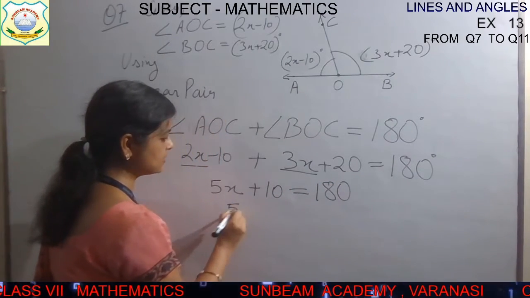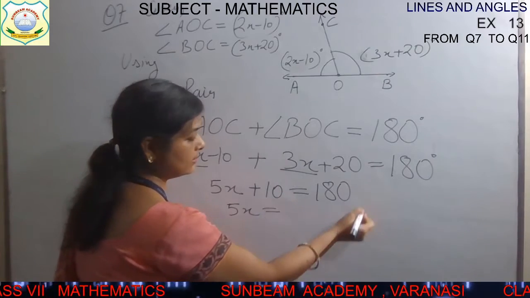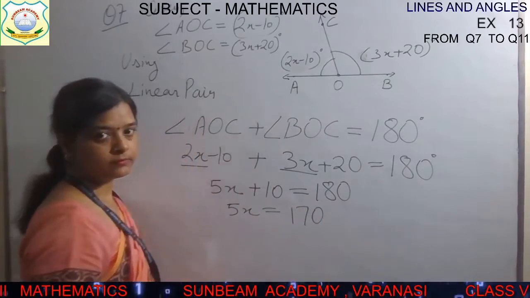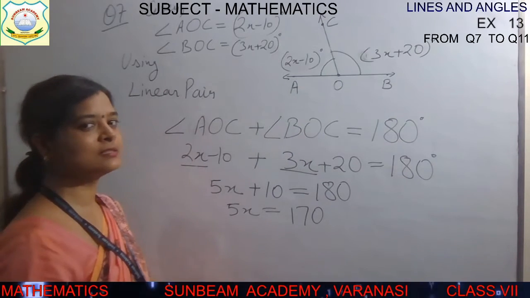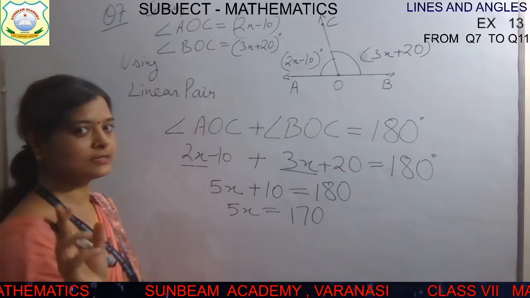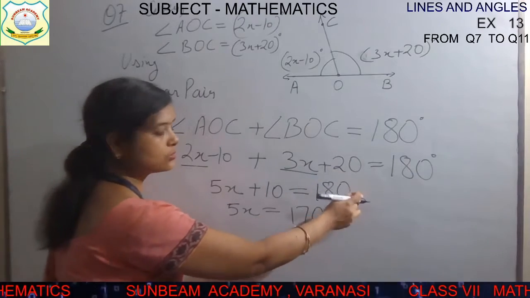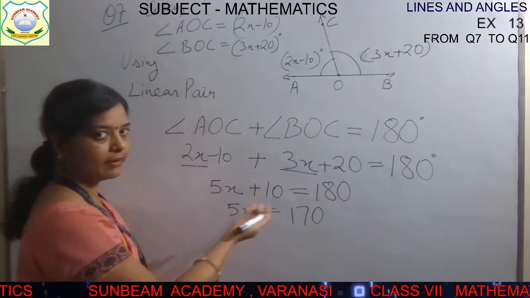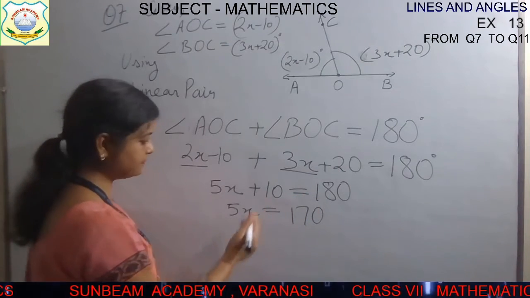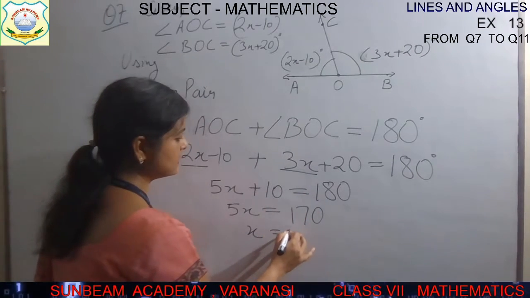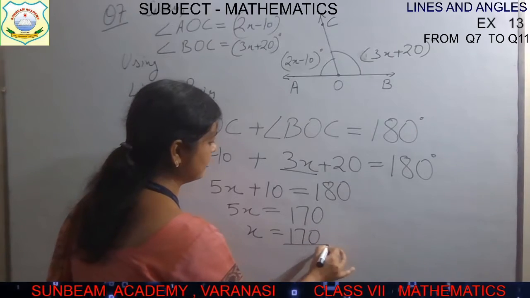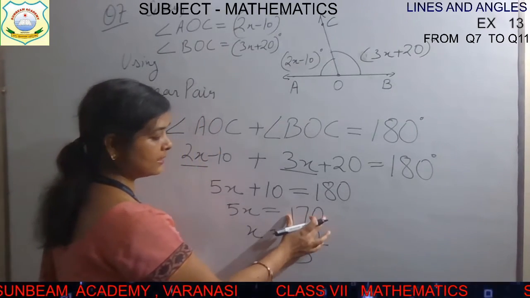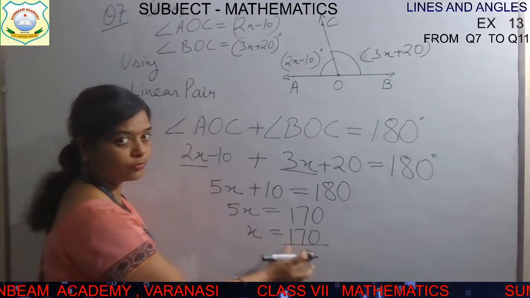Now 5x is equal to 180 minus 10. When 10 is transposed to that side, it will become 170. One step your ma'am is removing. Now you are smarter, isn't it? Or you can write the whole step and then write this step. Then next, x is equal to 170 by 5. Is it visible? Yes. x is equal to 170, and this 5 will go for division.